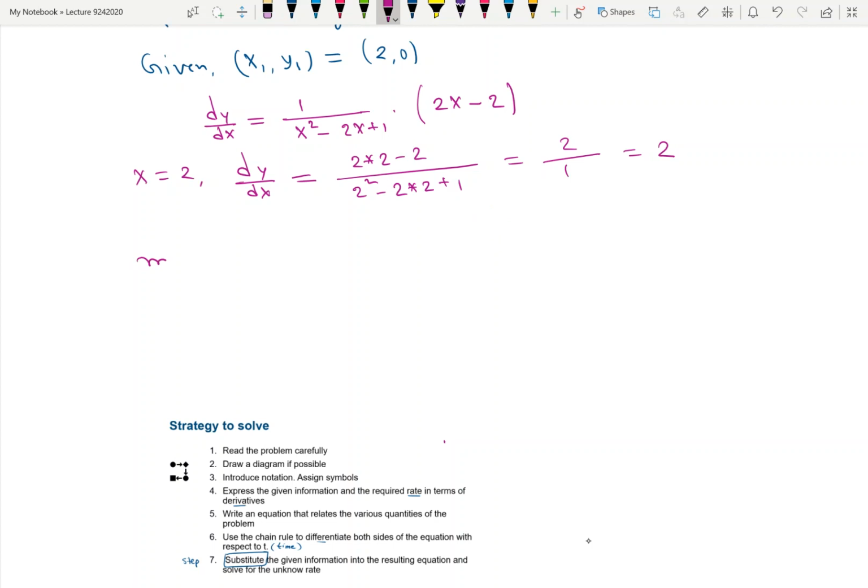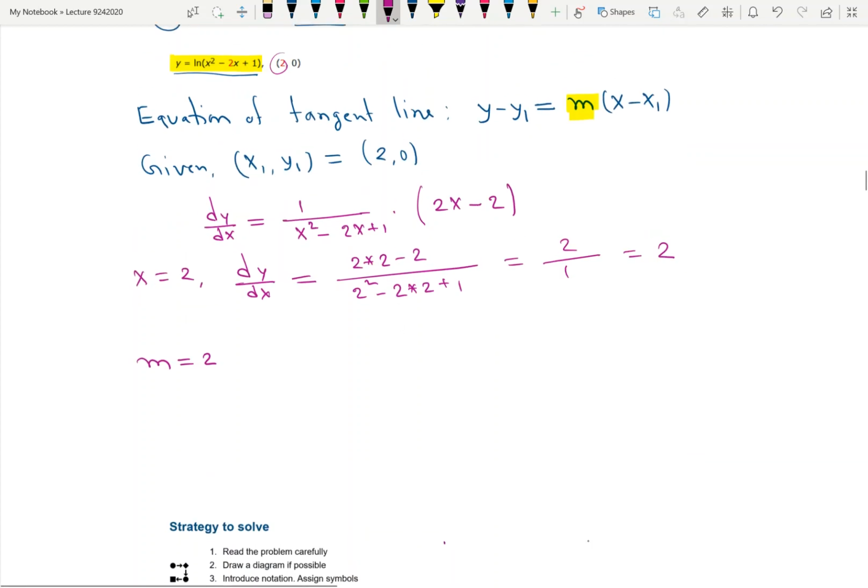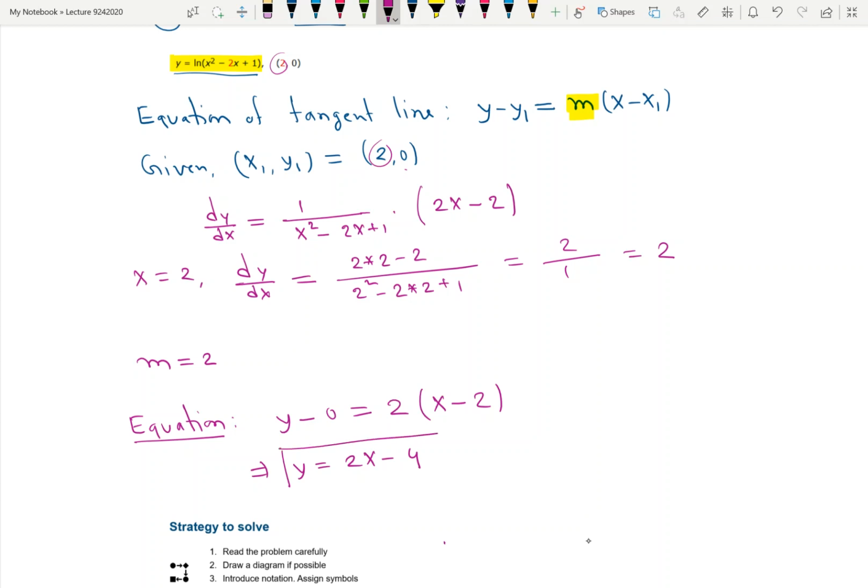So slope is 2. So equation would be y minus y1, y1 is 0, then m is 2, x minus x1 is 2, and this is y equals twice x minus 4. So this is the equation of the tangent line.